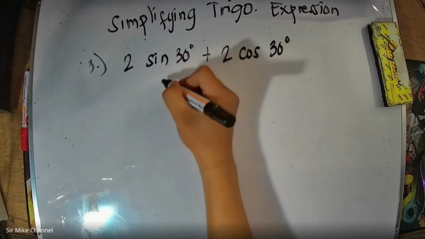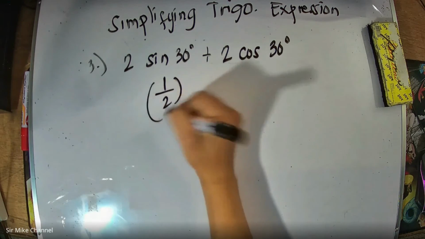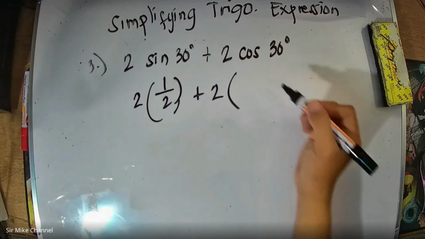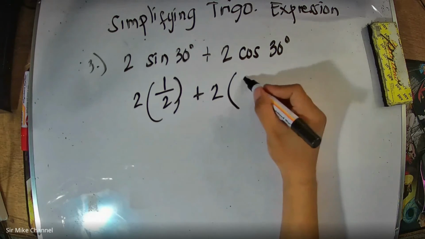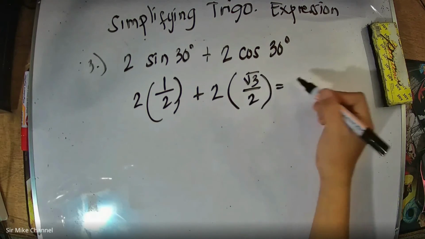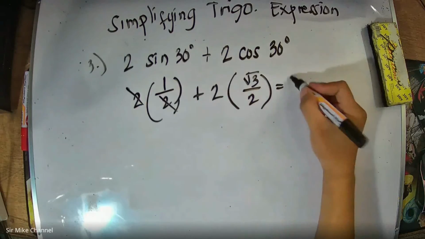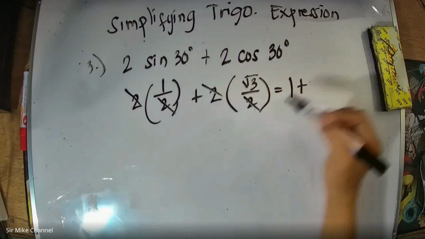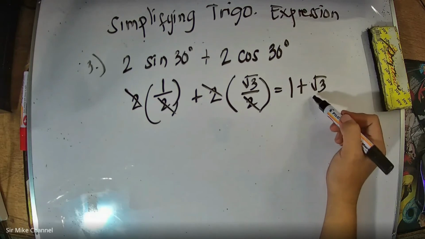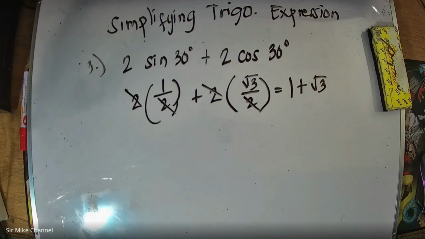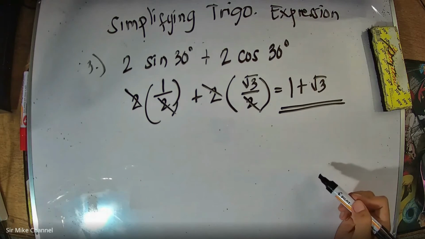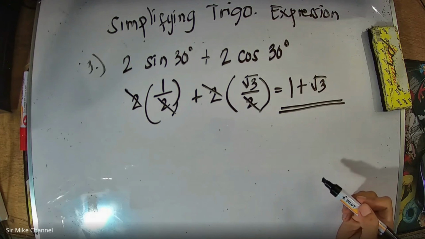Ang sine 30 natin is 1 half. Tapos, meron tayong 2 plus 2 times the cosine 30 is square root of 3 over 2. Cancel na natin yan. So, meron tayong 1 plus square root of 3. Since we cannot combine these two numbers or expression, ito na yung final answer natin, 1 plus square root of 3.